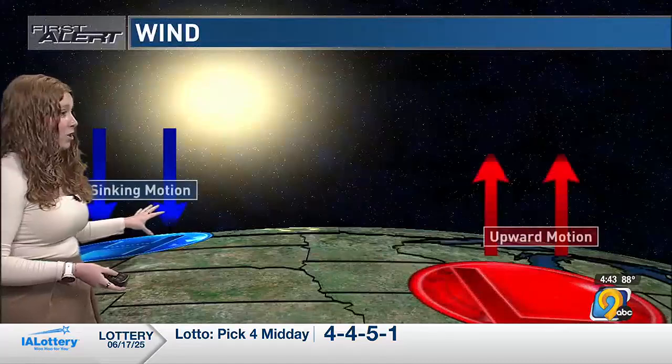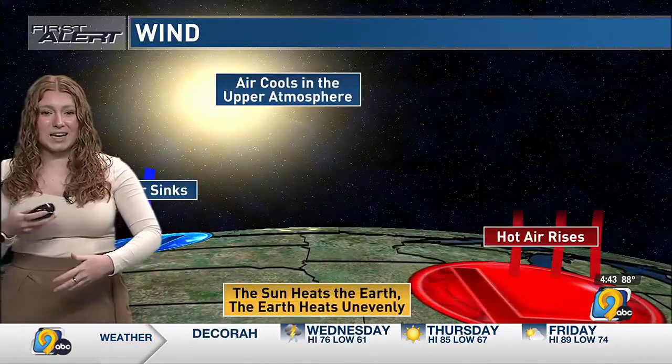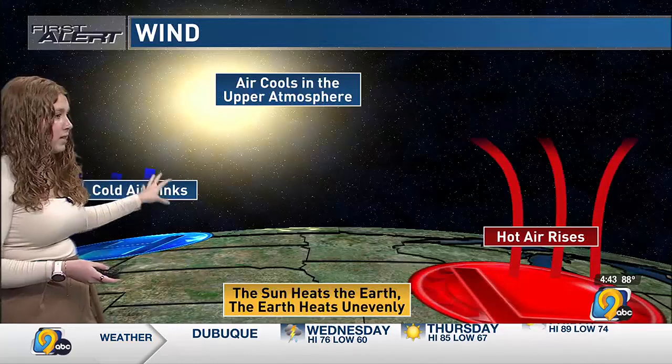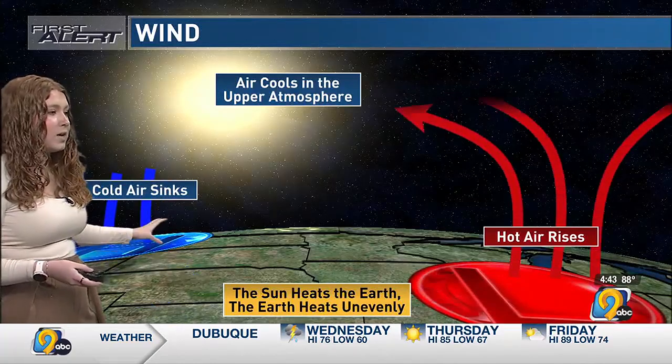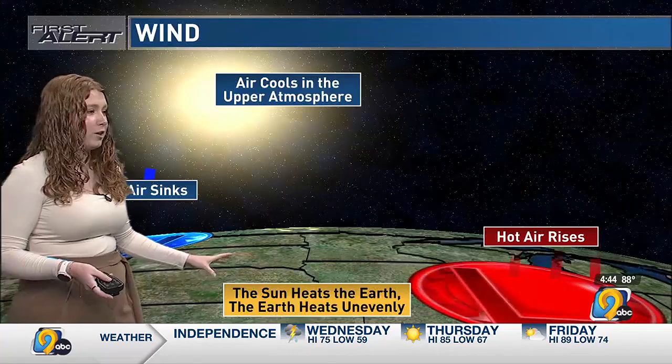Looking at our high pressure system, high pressure means that there is sinking motion in the atmosphere, where low pressure means that there is upwards motion in our atmosphere. And it creates this kind of cycle that happens. We see cool air in the upper atmosphere that starts to sink over high pressure systems. And then that air moves, and that's when we start seeing wind across the ground and across the surface of the earth.